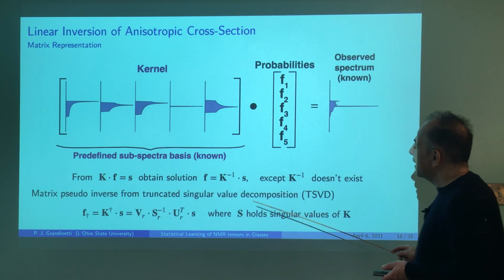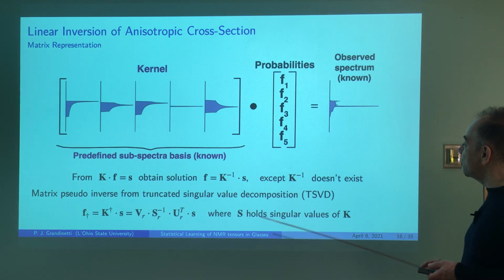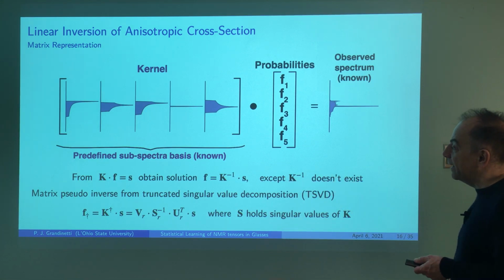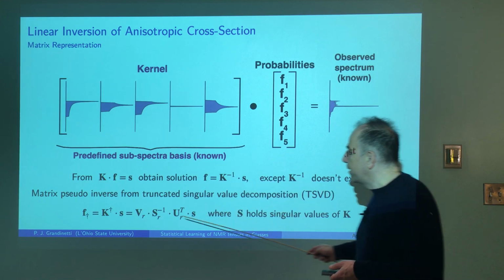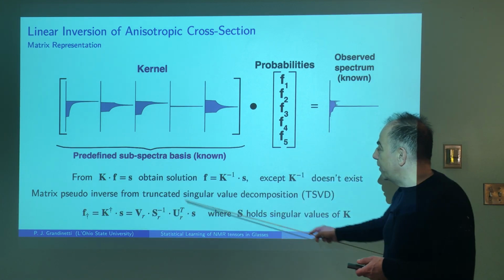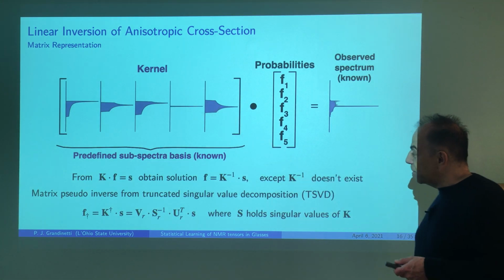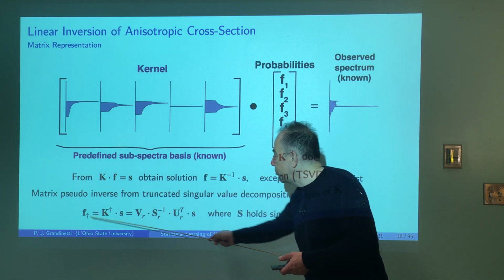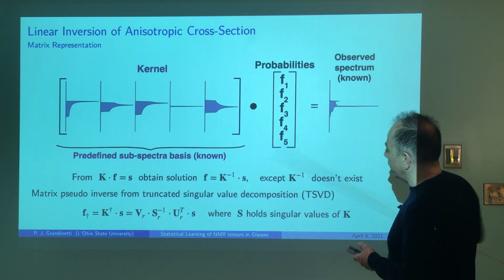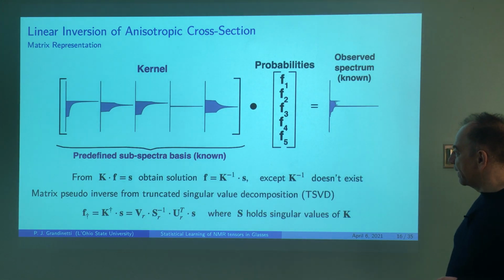Now the problem is that this matrix is going to be rank deficient, and so there won't be an inverse that exists. But we can do something called the pseudo-inverse, which you get by doing a truncated singular value decomposition of this kernel, and that allows you to take some steps towards getting a solution from the signal by doing this pseudo-inverse here.